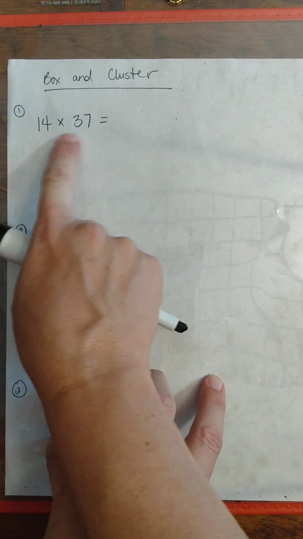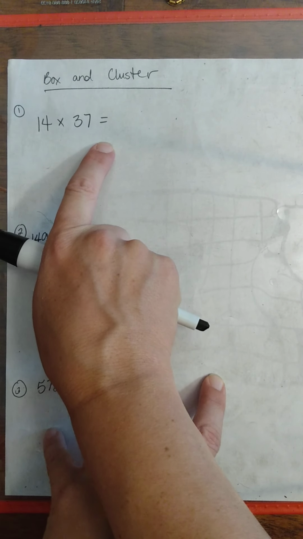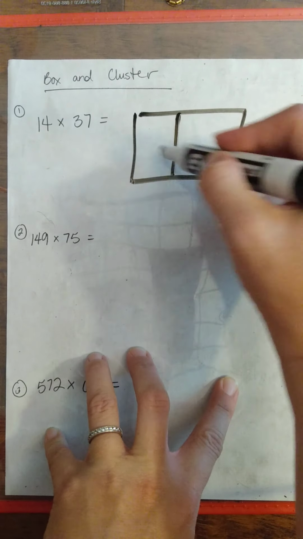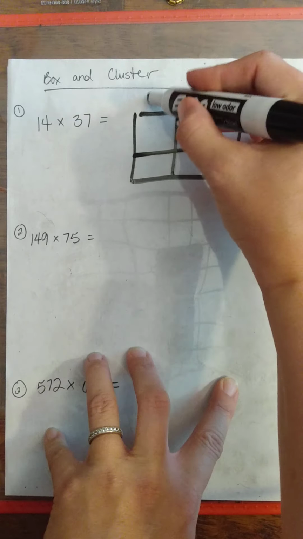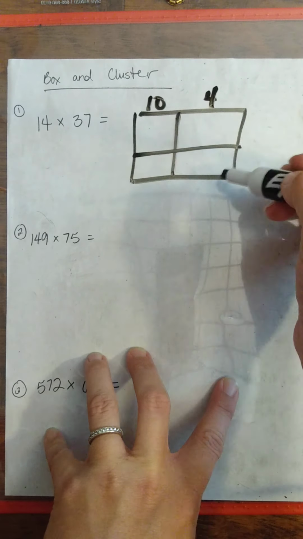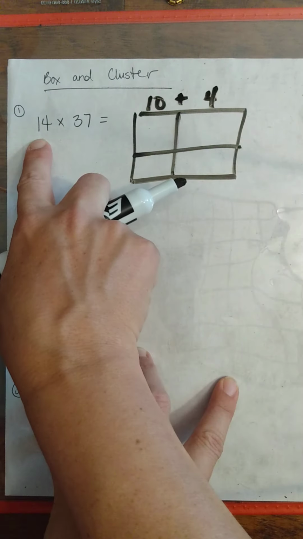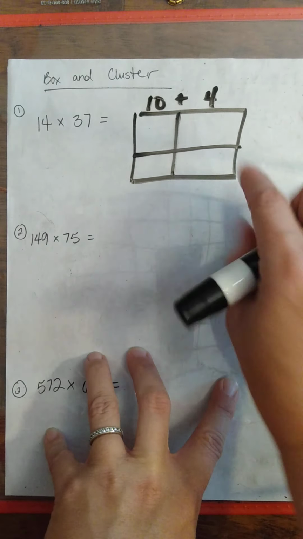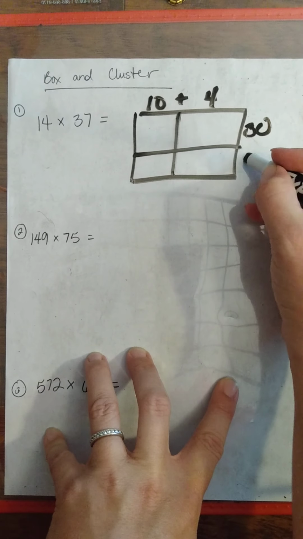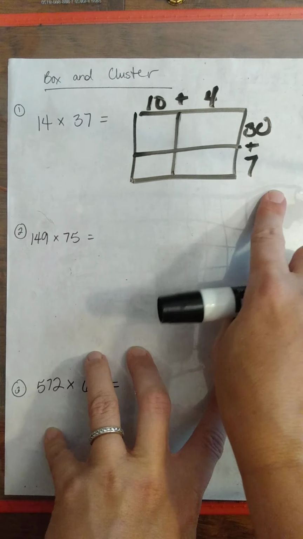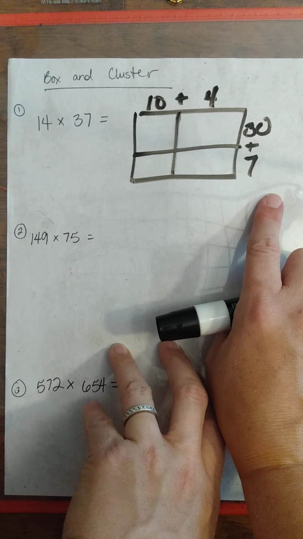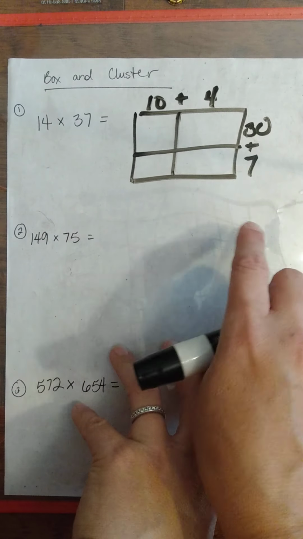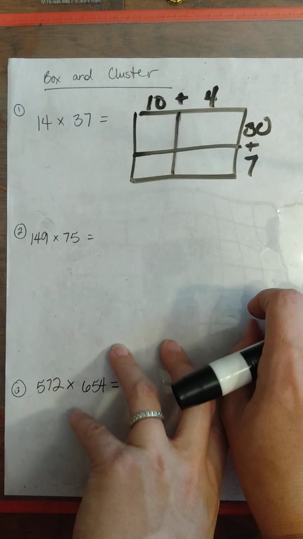Because I'm taking 14 times 37, these two numbers are 2-digit numbers, so I need a 2 by 2. I'm going to have 10 and a 4, because 10 plus 4 makes 14. And then off to the right side, you could also put them on the left side, but off to the right side, I'm going to put 30 and 7, because 30 plus 7 makes 37. So I'm not breaking it apart by digit, I'm breaking it apart by place value. Inside each of these boxes is where I'm going to put the product of those two numbers.